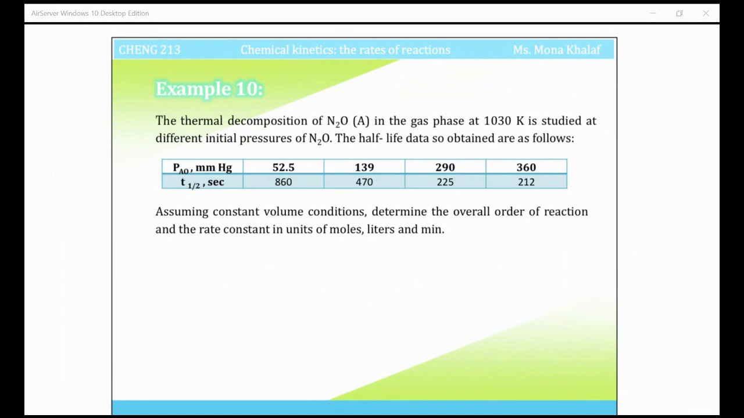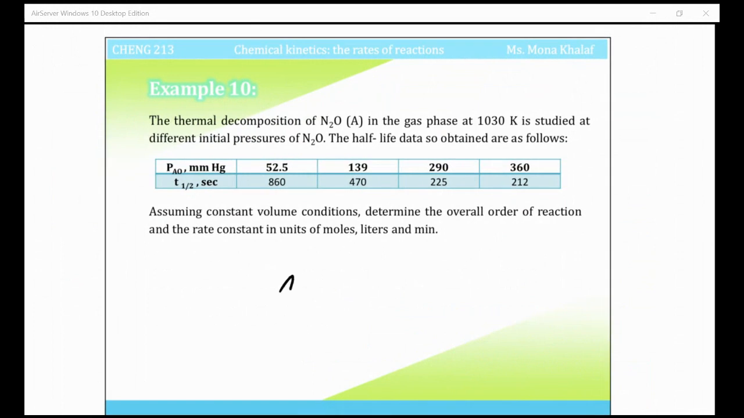In example number 10, I have data of P naught and T half. The question is giving me only one reactant, so the equation is A to products, or a of A, but it is only one reactant. I also have the temperature, and we are told that we are assuming constant volume.